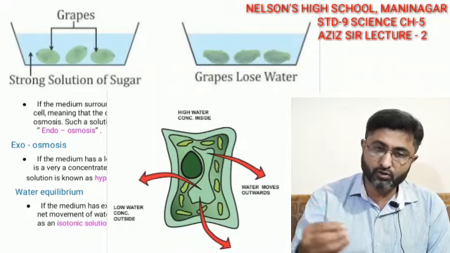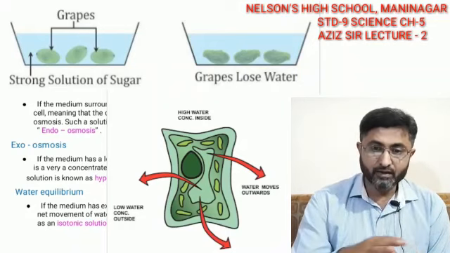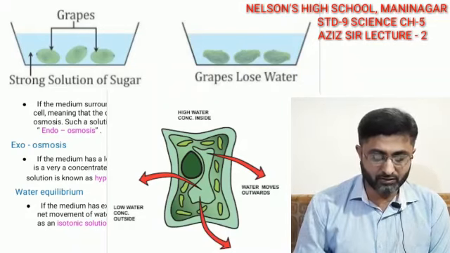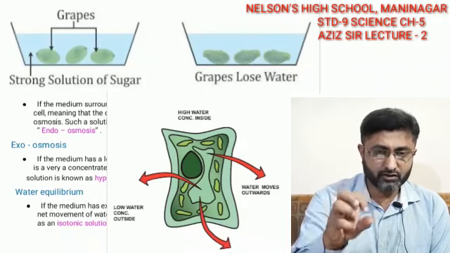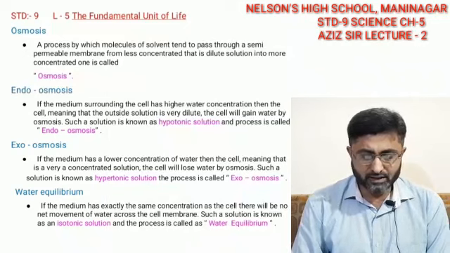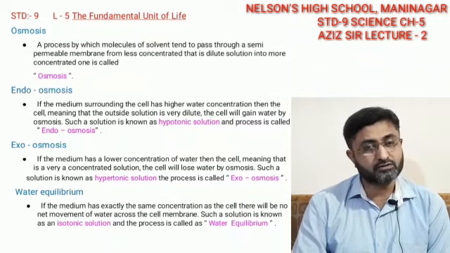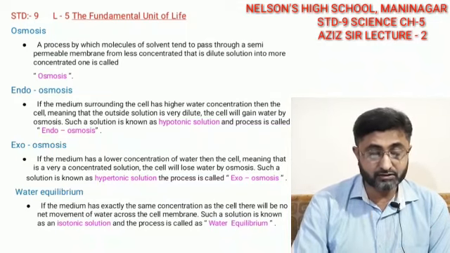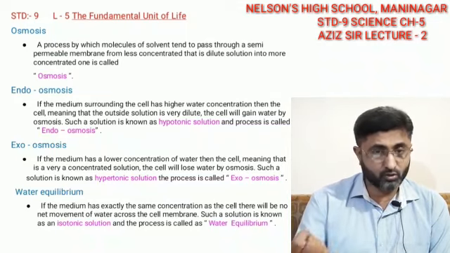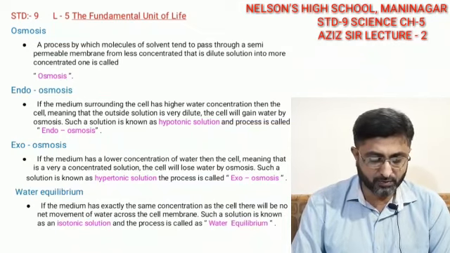So the water is going to come out from inside the grapes to the outside medium, and the grapes are going to get emptied of water. That means they are going to get wrinkled or dry up, right? So this kind of solution is called hypertonic, and the process is called exosmosis. Exo means outside, bahar nikalna, right? So it is going to undergo exosmosis by its nature.